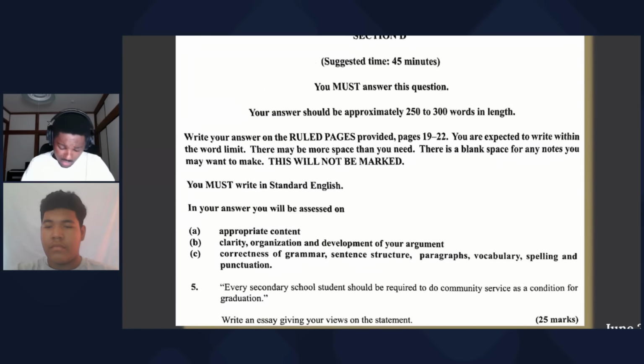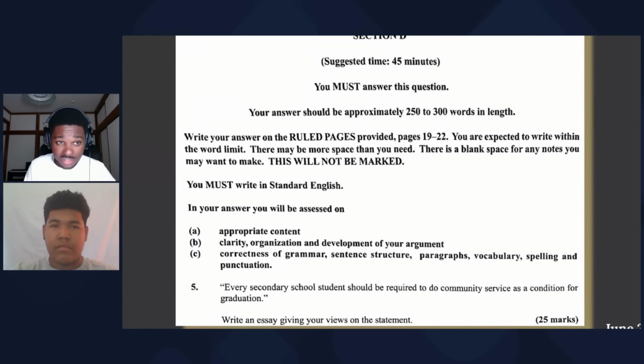The question reads, every secondary school student should be required to do community service as a condition for graduation. Write an essay giving your views on the statement. So it says here, giving your views, which means if you want to take an argumentative rather than a persuasive approach, you may. So you don't have to stick to one particular side and just hammer that home, ignoring the other side.